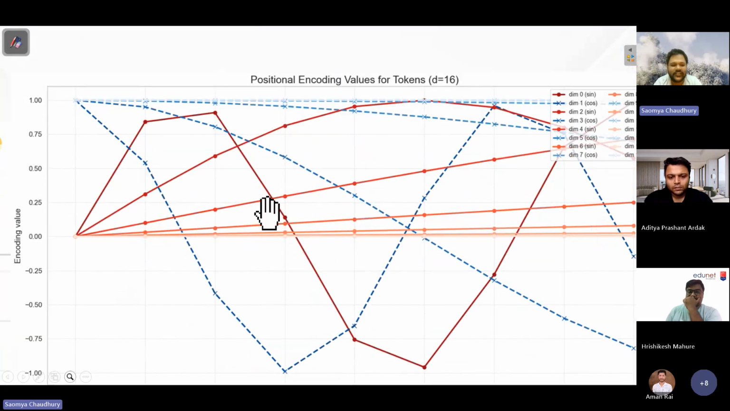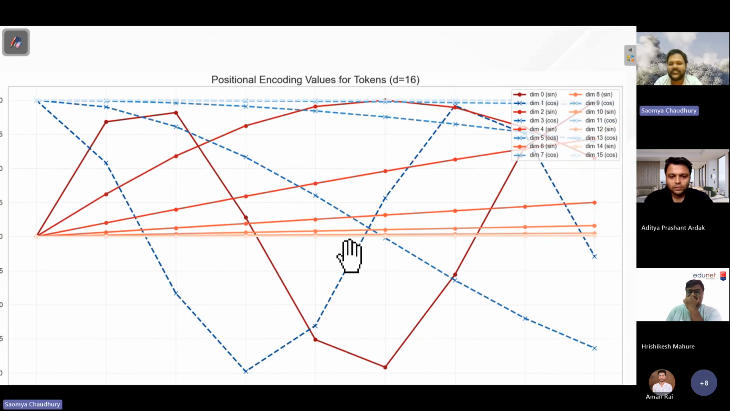Can anybody tell me or interpret what is going on here? Look at the colors here, guys, okay? And look at the dimensions here, okay? And tell me what interesting pattern you observe in this.